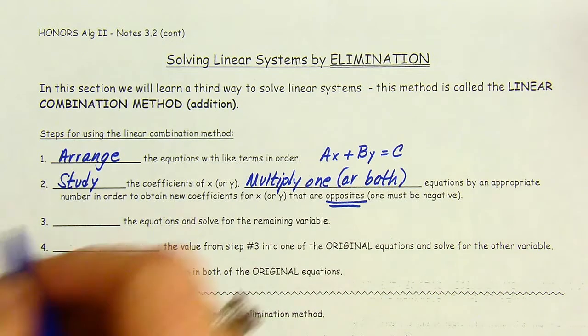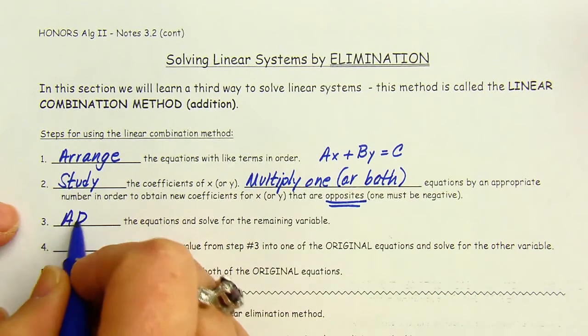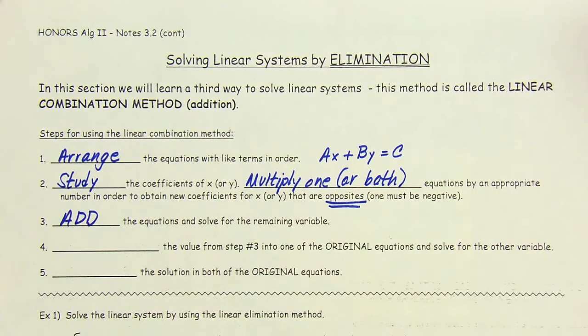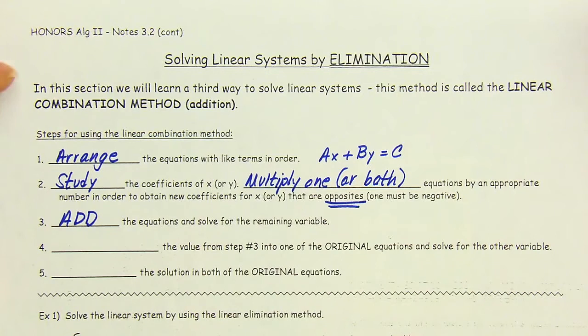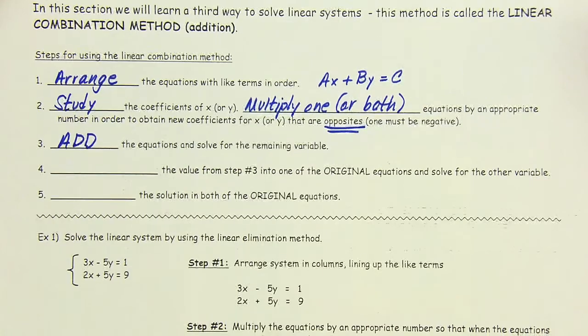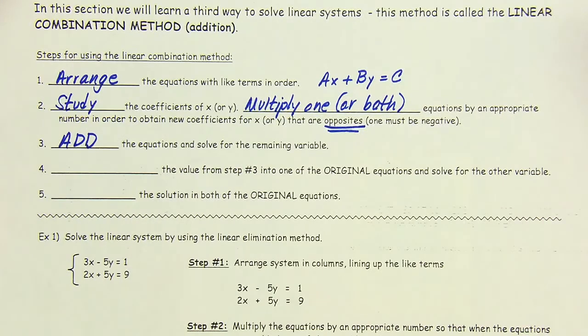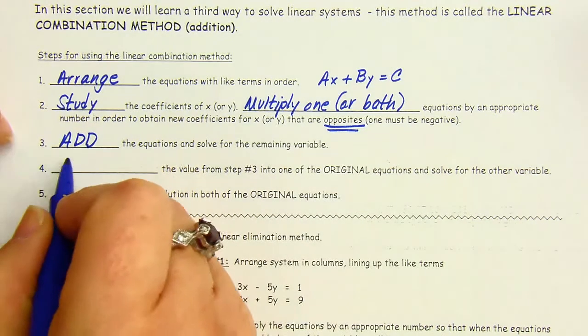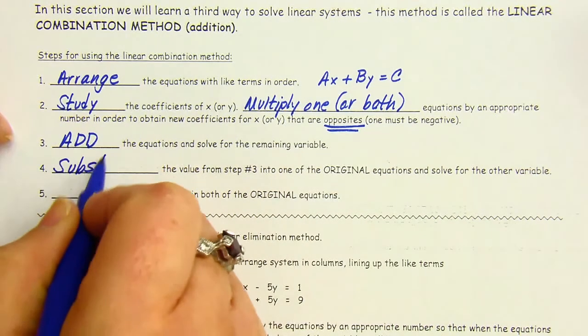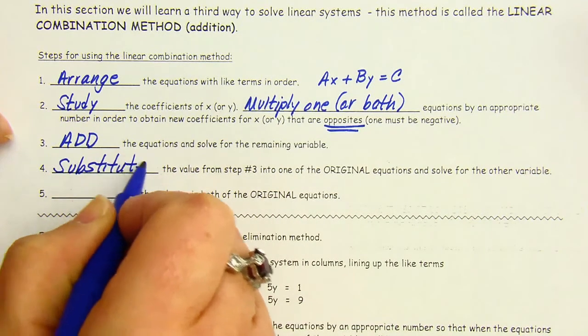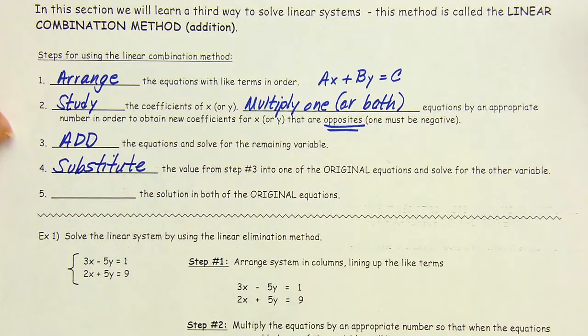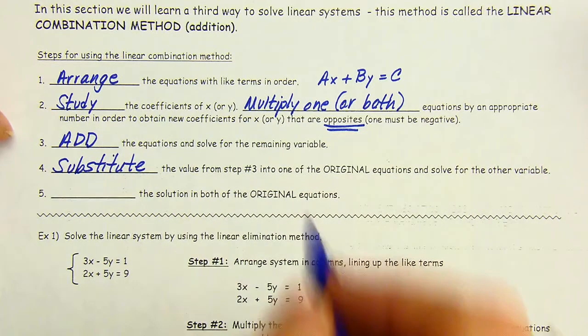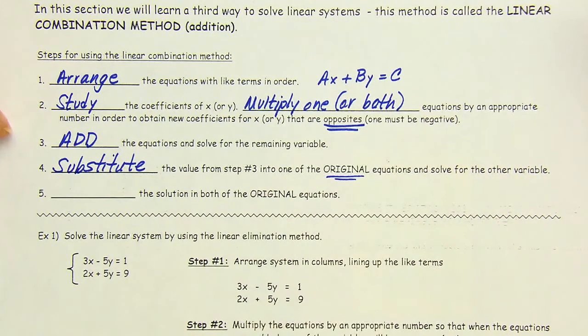Once you have a pair of opposites, you add the equations and solve for the remaining variable. Now that's going to get you either x or y. You're going to have to back substitute. So substitute the value from step 3 into one of the original equations and solve for the other variable.